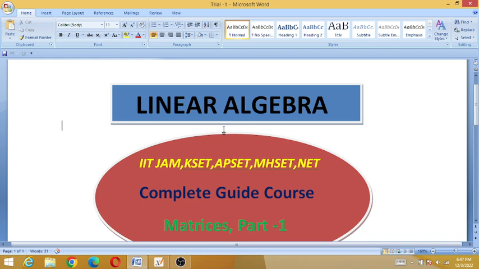Now I want to introduce linear algebra. Under linear algebra, we want to discuss matrices for IIT JAM, KSET, AP SET, Maharashtra State SET, and also useful for the National Eligibility Test.